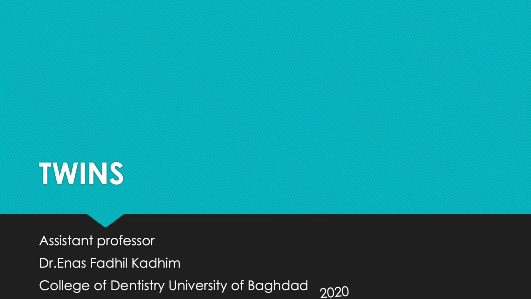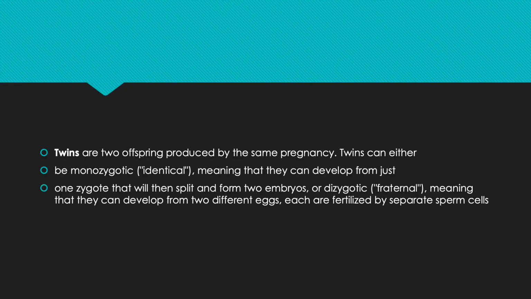Now we have a lecture on twins, embryology. First of all, we must know what twins are. Twins are two offspring produced by the same pregnancy. They are either monozygote, identical twins, meaning that they develop from just one zygote that will then split and form two embryos, or they may be dizygote, meaning that they develop from two different eggs, each fertilized by separate cells.